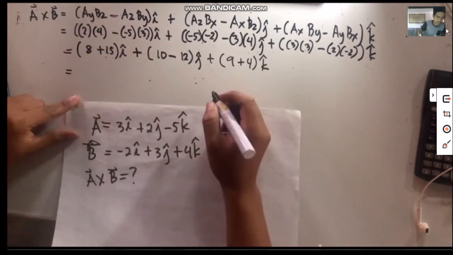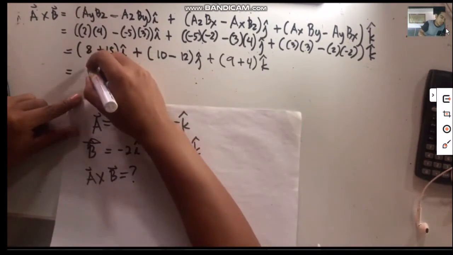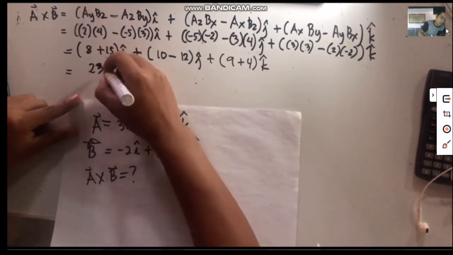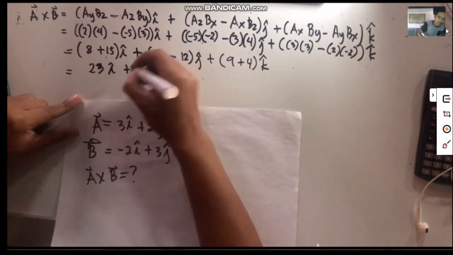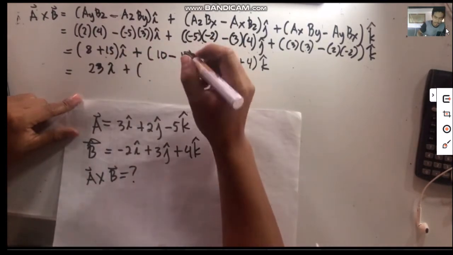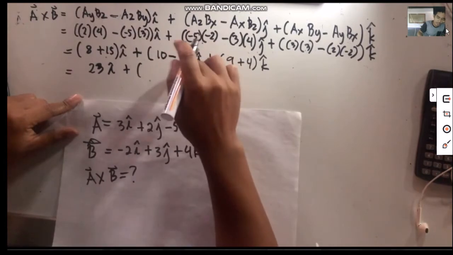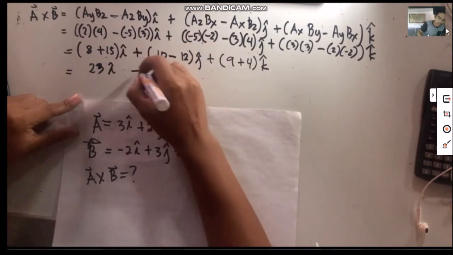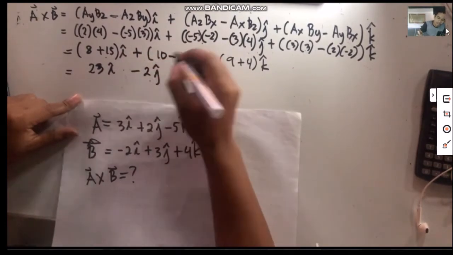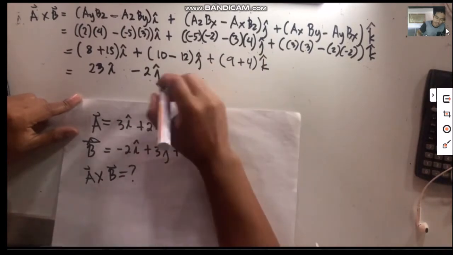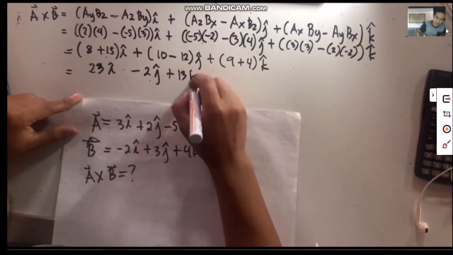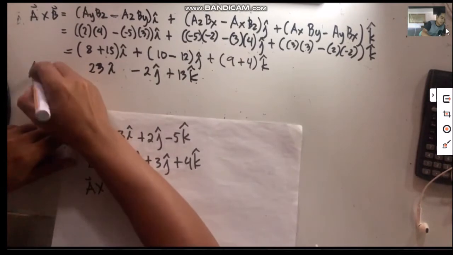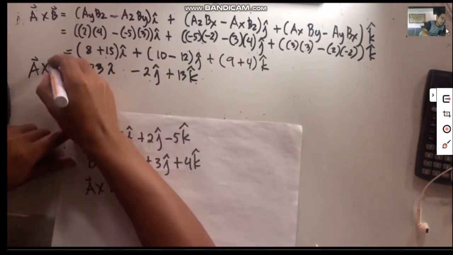So next we have 23 i hat plus, okay, 10 minus 12 is negative 2, so this is minus 2 j hat, then plus 13 k hat. So this is vector A cross vector B.